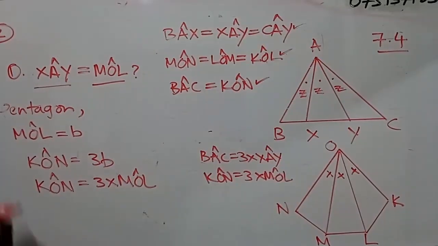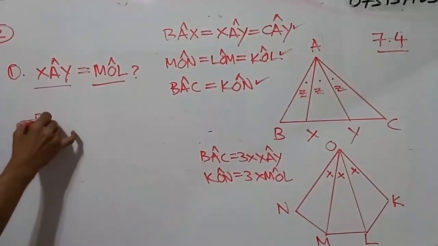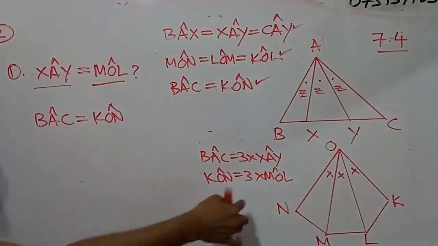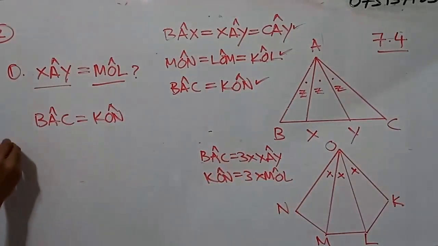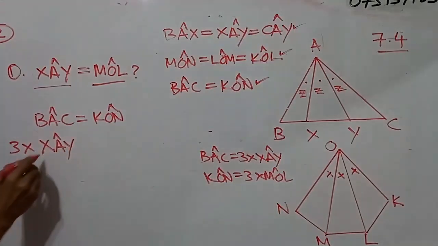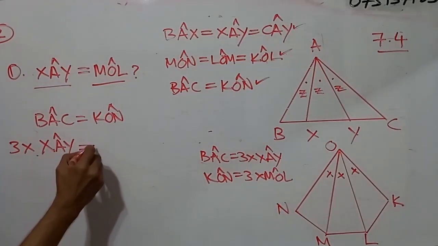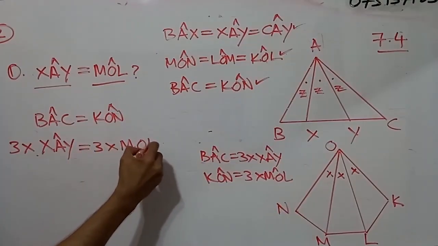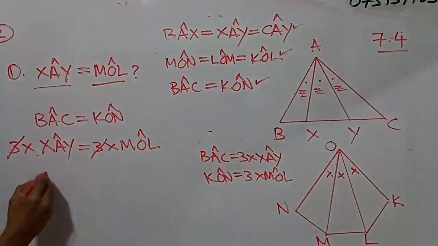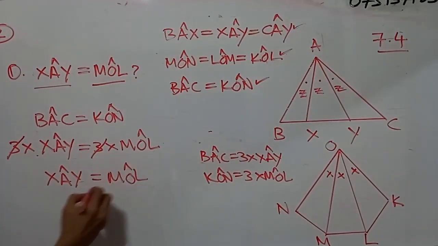There's another thing which has been given to us. I'm going to erase this part. What is that? Angle BAC is equal to angle KON. So we can substitute these values. That means 3 into XAY. Don't confuse this X with the multiplication symbol. It is equal to 3 into MOL. Now I can cancel out these 3. So that means XAY is equal to MOL.